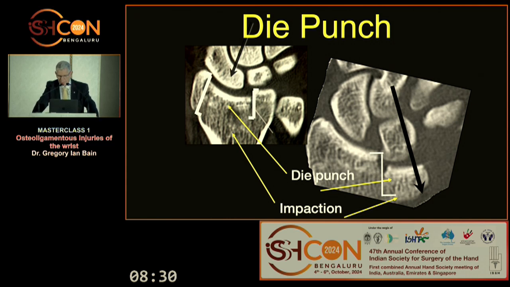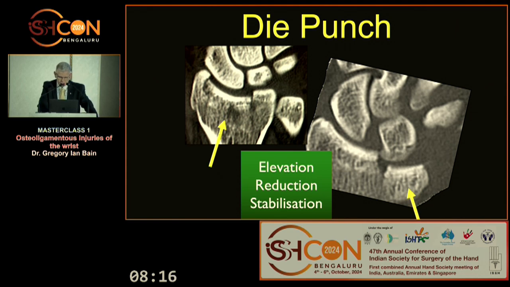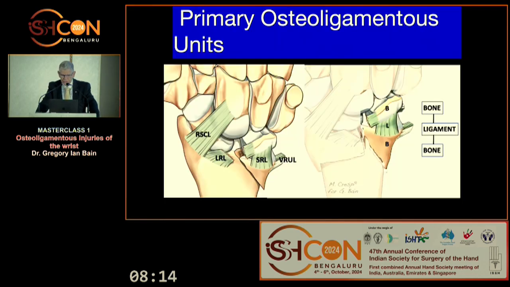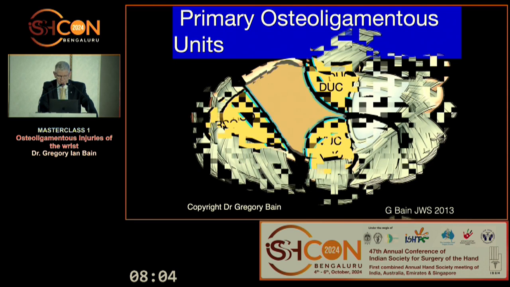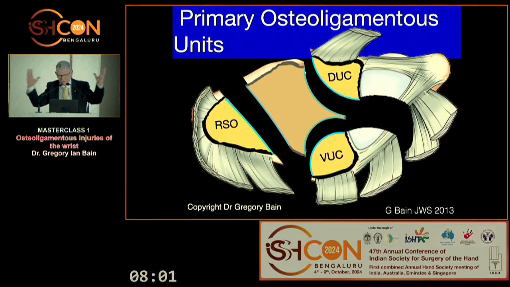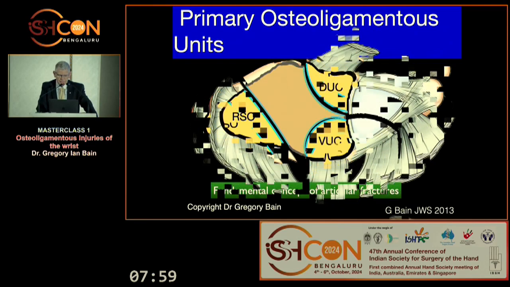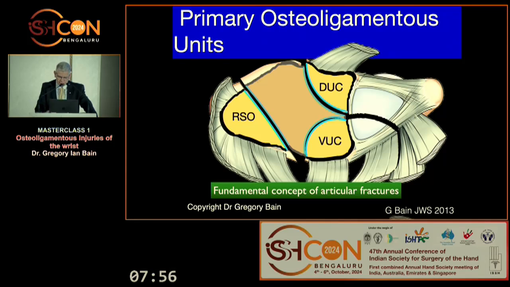And another example, where the first one was from the lunate facet, this one's from the scaphoid facet. So we have that impacted bone and we have the die punch fracture going down, and of course we have to elevate that like we learnt with tibial plateaus. So the primary osteoligamentous units, as we can see here: you can see the lunate facet, short radiolunate ligament and the lunate, and the fracture fragments. So if the patient has a fracture, they will displace, and once we put it back together, the orientation of those fracture fragments remains intact.